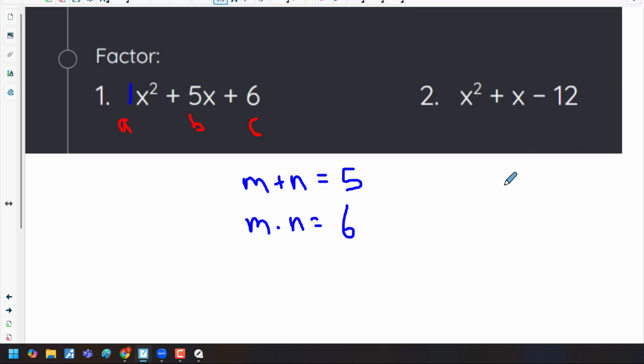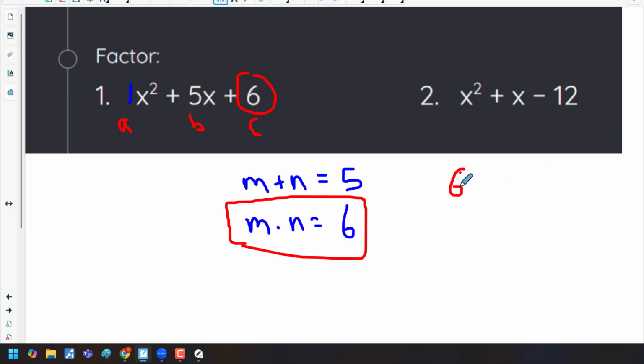But for this example, you always take a look at the product, meaning the multiplication term, so your C value in this case. Look at your C value and write down all the factors, or all the possible combinations that you can get 6 by multiplying numbers. The easiest one is 1 times 6, but I'm going to show you a technique using a calculator that will make your life so much easier.